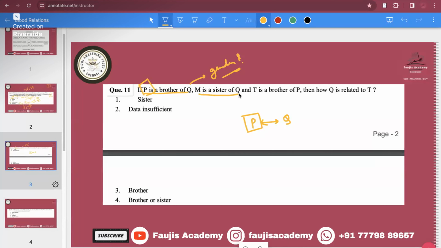M is a sister of Q. So M is the sister of Q. T is a brother of P. That means over here you write T. Then how is Q related to T? How is Q related to T?